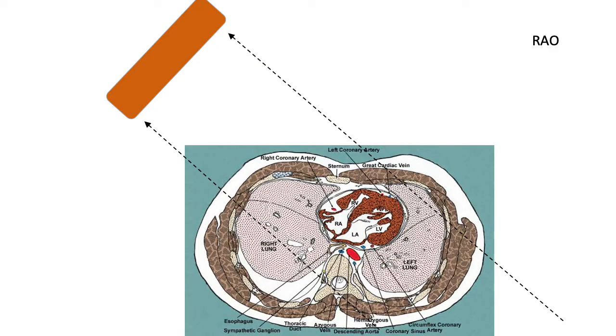Now the opposite will occur if we swing to the RAO projection. You can see that the vertebral body, which is a posterior structure, will now cast an image that will form on the left side. Bear in mind that the collecting tube is your face. It is your vantage point.